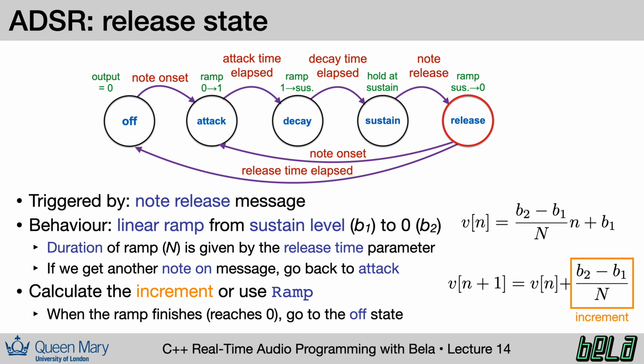Finally, we have the release state. This is entered when a note release message is received. Its behavior is similar to attack and decay in creating a linear ramp. In this case, the ramp starts at the sustain level and goes downward to 0 over a duration given by the release time parameter. During the release state, if we receive another note on message, we should go directly back to the attack state. As before, we need to calculate the increment value when we enter the release state, and then we add the increment to the envelope value each successive audio frame. When the ramp reaches a value of 0, we should then go to the off state where we wait for a note onset message.